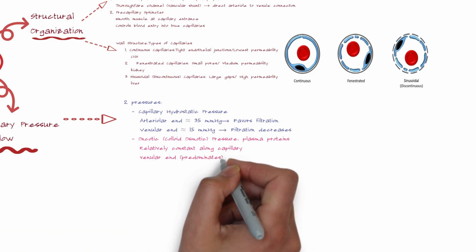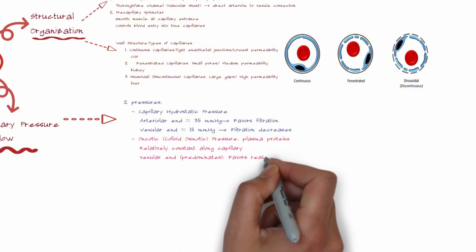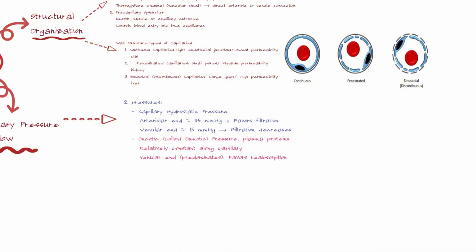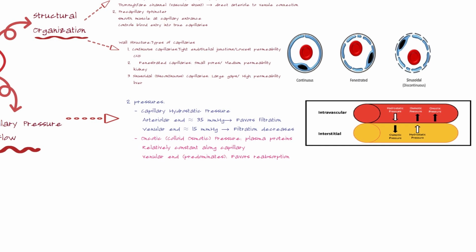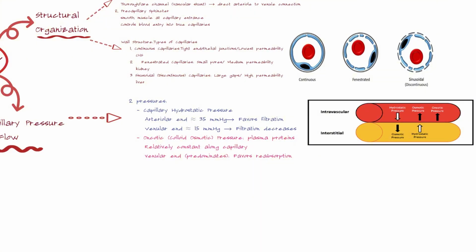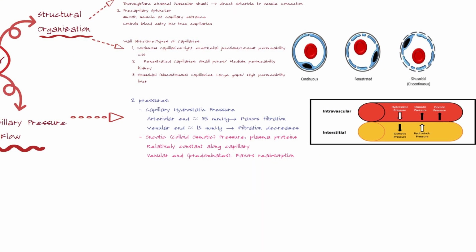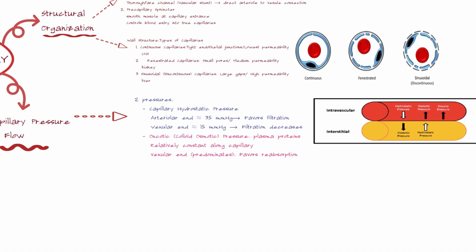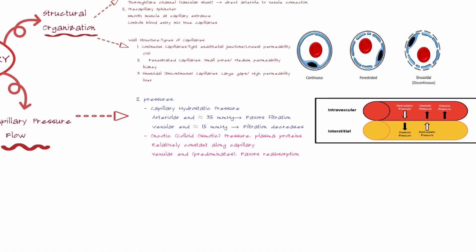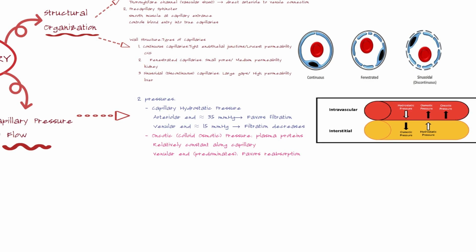The second important pressure is the oncotic pressure, or colloid osmotic pressure, and it is mainly created by plasma proteins like albumin. Unlike the small ions, these proteins cannot leave the capillary, so they pull the water back into the blood. Unlike the hydrostatic pressure, the oncotic pressure is relatively constant along the capillary, and because the hydrostatic pressure decreases all through the capillary to the venule end, the oncotic pressure is the dominant force.